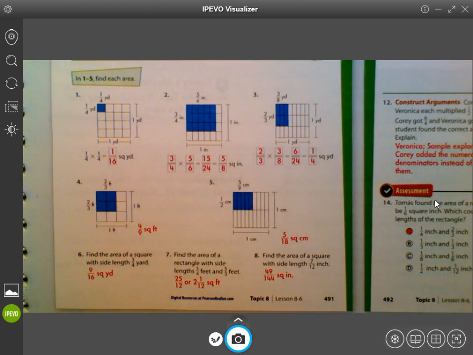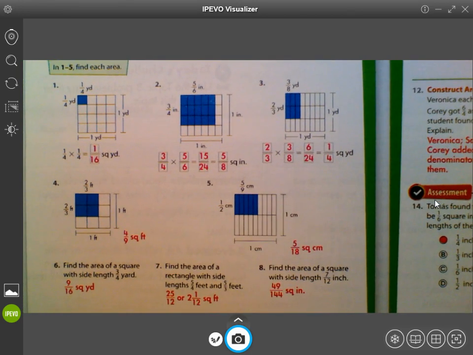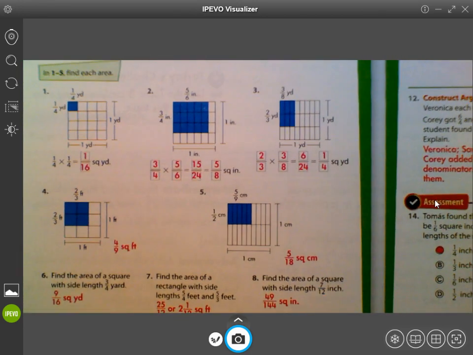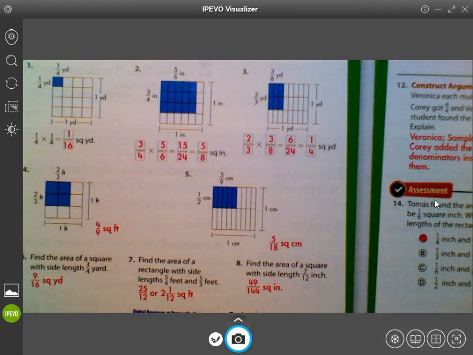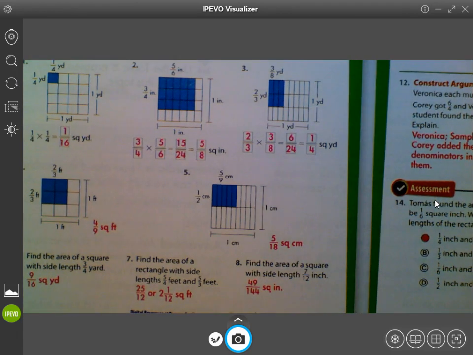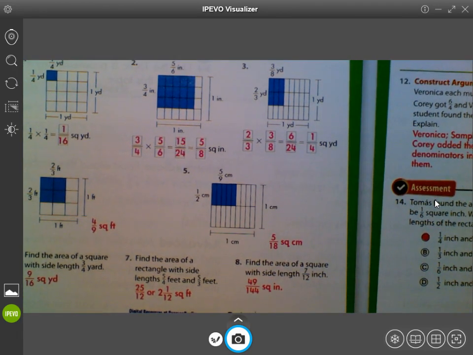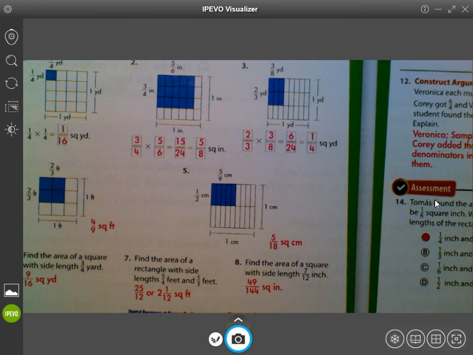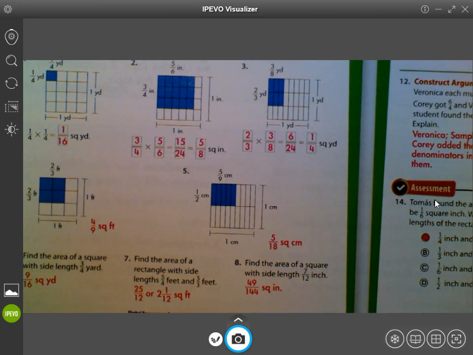Show me 1 through 5, how did you feel about this assignment as a whole? How did you feel about it as a whole? 1 through 5, how did you feel about it as a whole? Okay, go put your hands down.